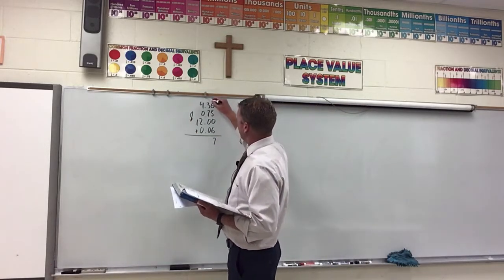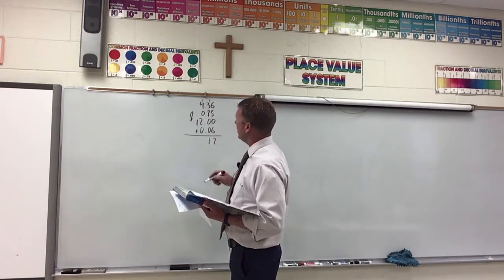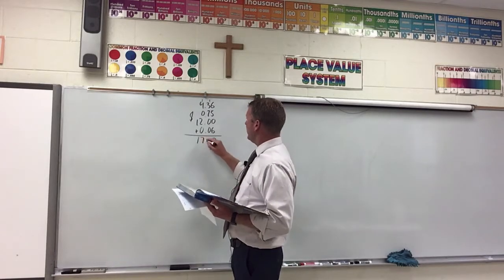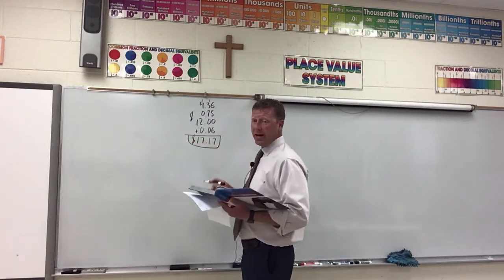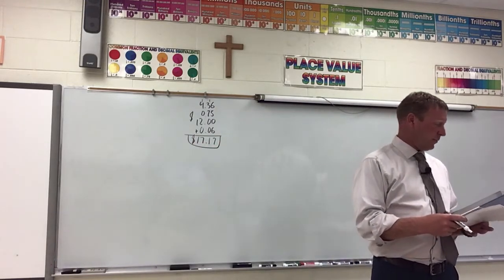Write the 7, carry the 1. Plus 3 is 4, plus 7, carry the 1. 1 plus 4 plus 2 is 7. 1 plus nothing is 1. Decimal point straight down in addition. Dollar sign, $17.17 for number 11. Moves us to number 12.